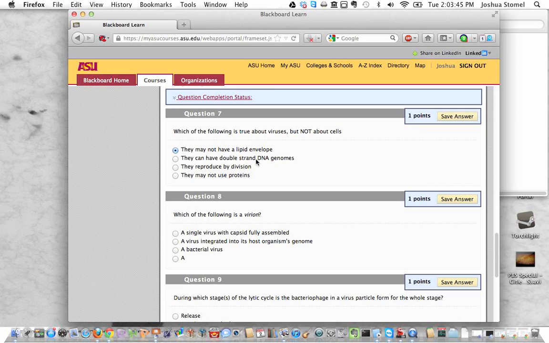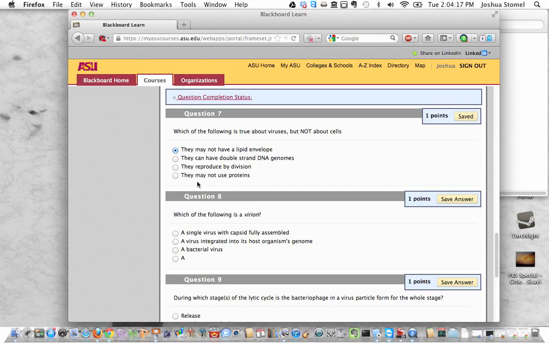They can have double-stranded DNA genomes. So viruses can have double-stranded DNA genomes. What about cells? Yeah, actually, all cells have double-stranded DNA genomes. You do. I do. Bacteria do. They all do. They reproduce by division. Cells reproduce by division. Bacteria reproduce by division. Do viruses reproduce by division? No. So this is something that's true about cells, but not about viruses.